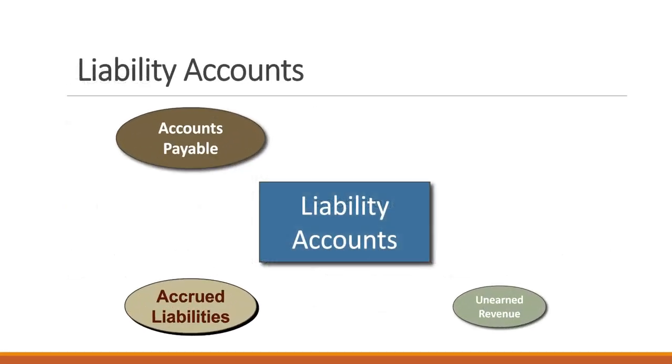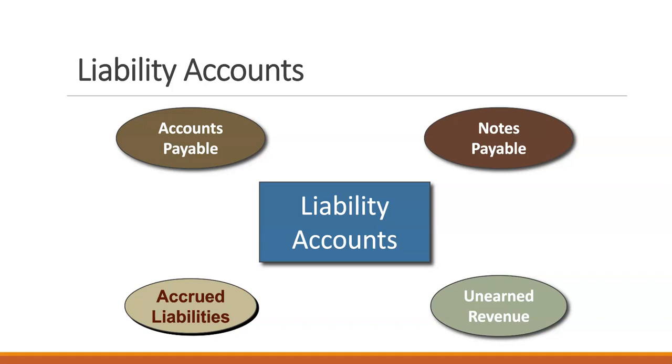Next, we have liability accounts. Liability means that we owe someone else money. So we have accounts payable. We bought things on credit. We have notes payable. That means we took out a loan and we owe people money. Unearned revenue is when someone has paid us for a good or service and we have not given that to them yet. So we've been paid, but we haven't earned the revenue yet.